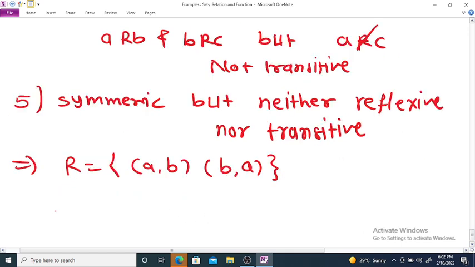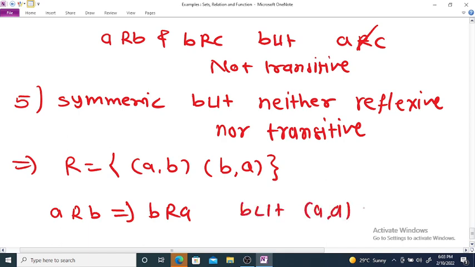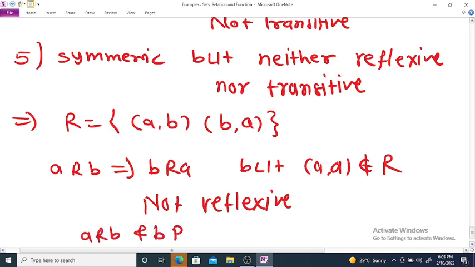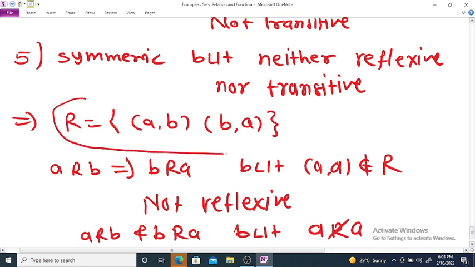You can check here, A related to B, then B is also related to A, so it is symmetric. But since AA does not belong in set R, it is not reflexive, as well as it is not transitive also. Why? Because A is related to B and B is related to A, but A is not related to A, and therefore the given relation R is symmetric but neither reflexive nor transitive.